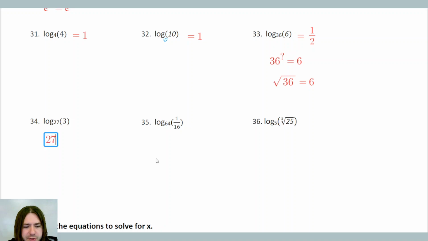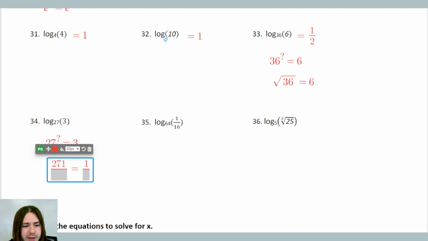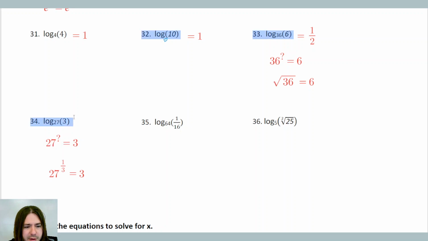So here, again, we're saying 27 to what power is 3? Well, we would say, okay, 27 is really 3 cubed, right? 3 cubed is 27. So if I were to raise 27 to the negative third power, that would be equal to 1 over... sorry, not negative third, but 1/3. Let's try that again. 27 to the 1/3 power would be equal to 3, okay? And that's because 3 cubed is 27. So this is going to equal 1/3.